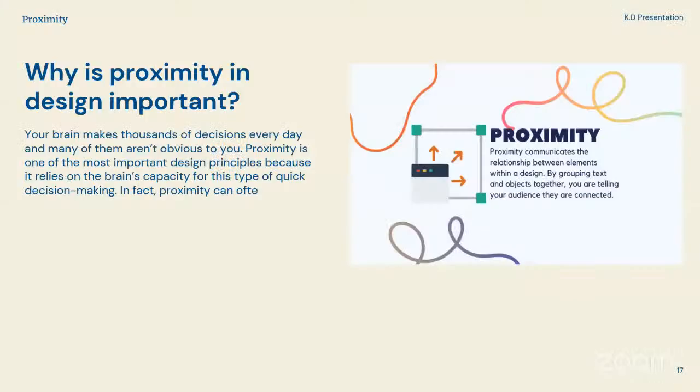Why is proximity in design important? Your brain tends to make thousands of decisions every day, and many of them aren't obvious. So proximity is one of those important design principles that relies on your brain's capacity for this type of quick decision making. Proximity makes the relationship between elements and the viewers very easy. By grouping things together, the audience can at one glance make proper assimilation of the content or the information you're trying to pass.